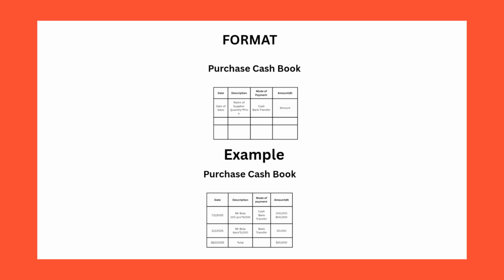Under particulars, or rather under description, you'll be having name of supplier. You would also have the quantity and the price. You would also have the mode of payment. Underneath that, you have cash or bank transfer, depending on how you made the payment, and then you have an amount. Now, let's cite a very clear example.